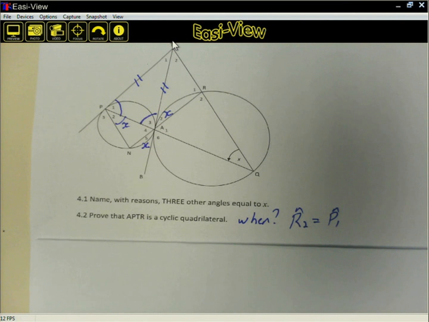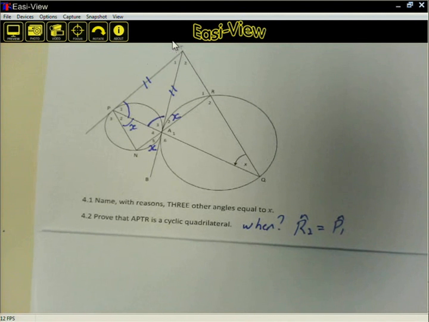Proof. Then you ask yourself the question when, so that you have a direction. You must know I'm working towards achieving this objective, towards reaching this destination: prove that APTR is a cyclic quad. The question is, when will APTR be a cyclic quad? And the answer is if R2 can be equal to P1. Now we start looking for angles that are equal to P1 and those that are equal to R2.